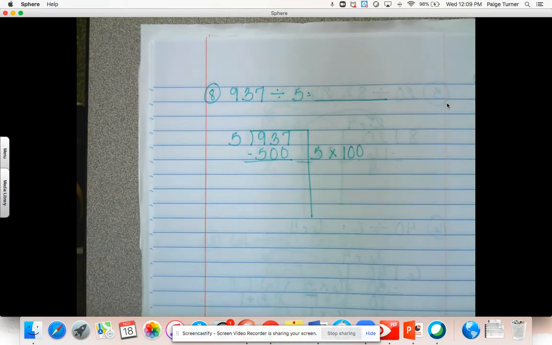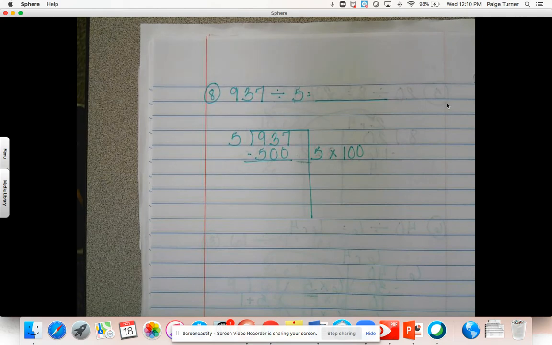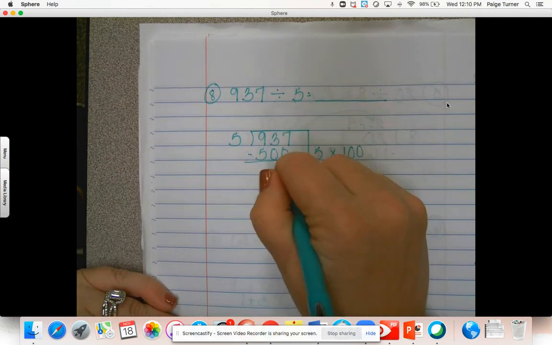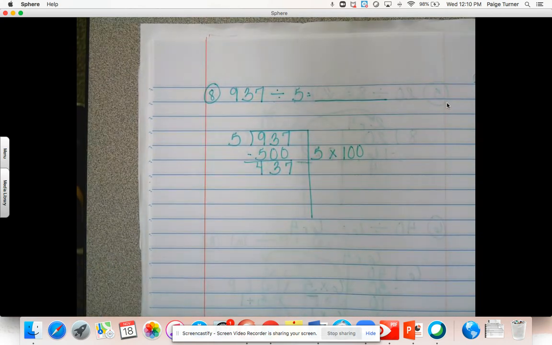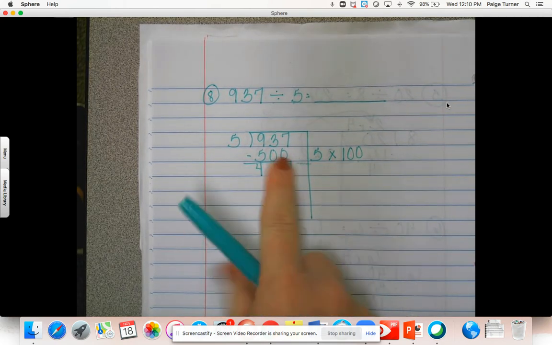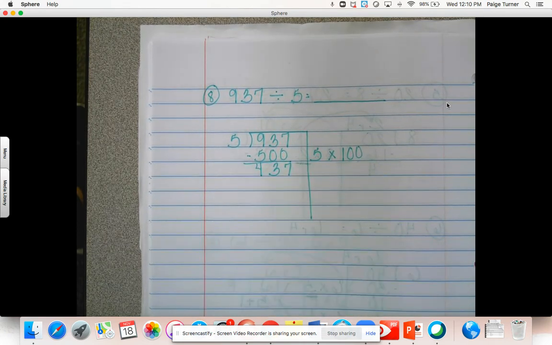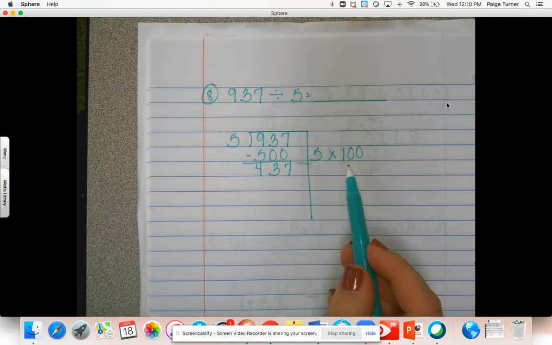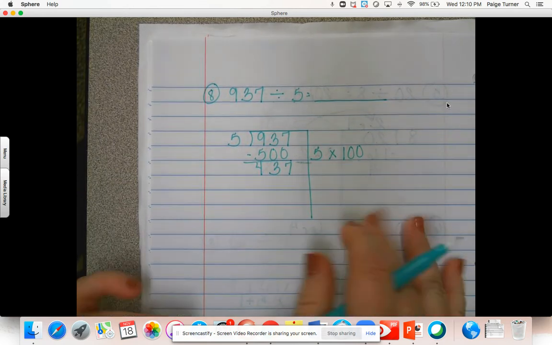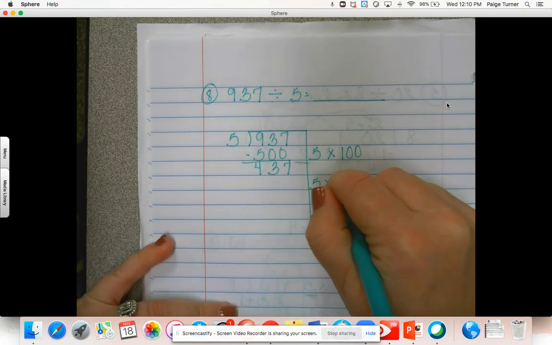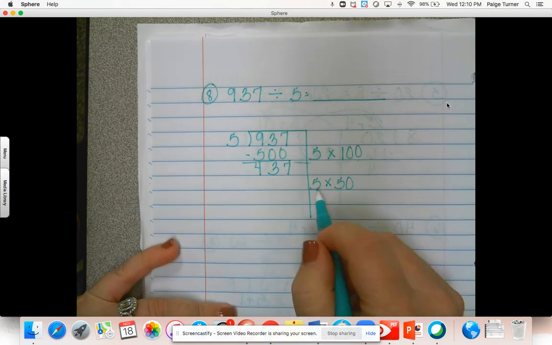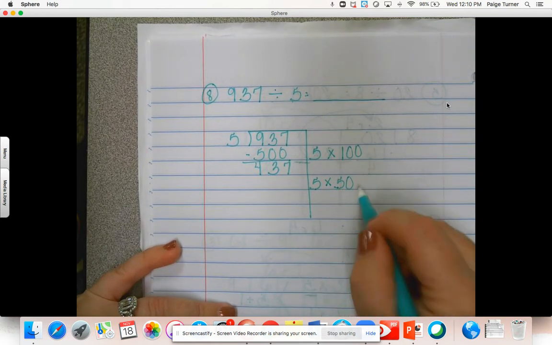So we'll subtract 500. Okay, so we've already broken this down pretty small. 7 minus 0 is 7, 3 minus 0 is 3, 9 minus 5 is 4. So now that gives us 437. Now let's see, can we do 5 times 100 again? No, because that's 500 and this is 437. So we can't do 5 times 100, but we can go smaller than 100. Like maybe let's do 5 times 50. What about that one? I know 5 times 5 is 25, and there's a 10 here. So 5 times 50 is 250.